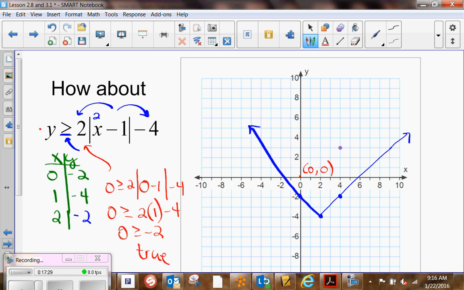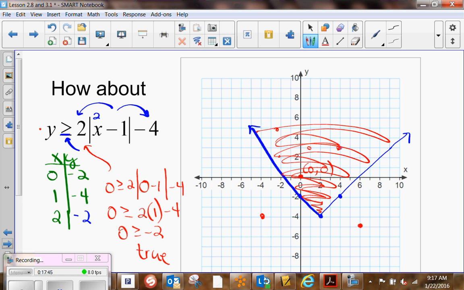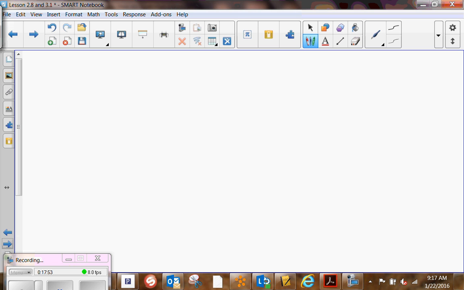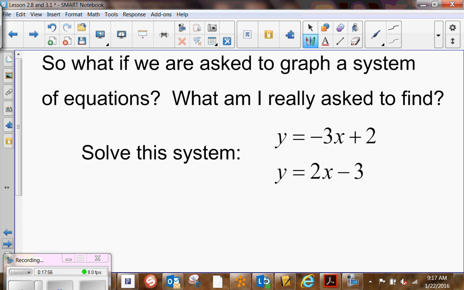So therefore, (0, 0) is part of the solution set, as is this point, and this point, and this point, and every point inside of there. This guy here would not be part of the solution set. He'd make a false statement. This guy would make a false statement. It has to be the shaded area inside, or the ordered pairs inside the shaded area. All right, that's your slide there.